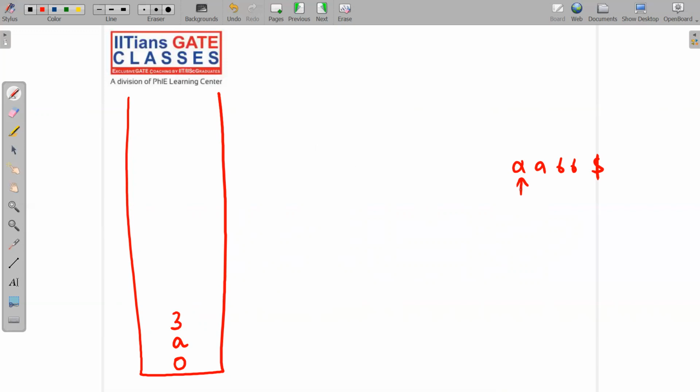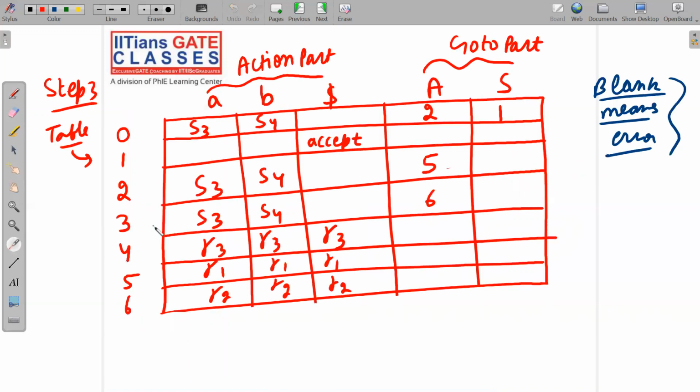In case of shift move, the look ahead pointer will move to the next symbol. All these questions can be asked in the GATE exam. The look ahead pointer will move to the next symbol when? In case of shift move only. And what exactly does shift move mean? That you have to put A also and you have to put 3 also. Both will be pushed. Next, now I will say 3 on small a.